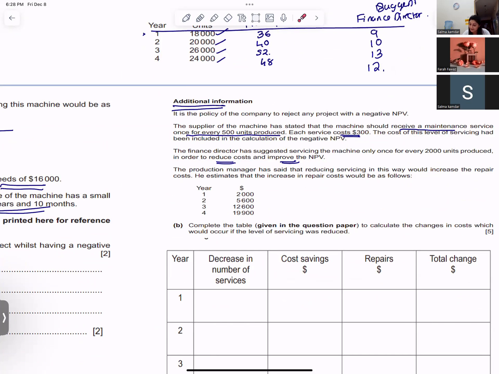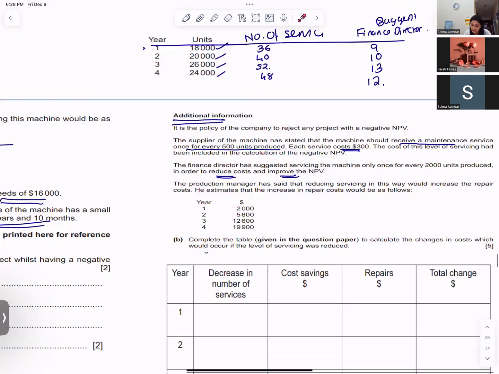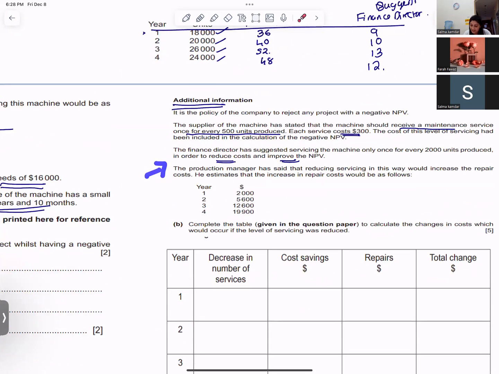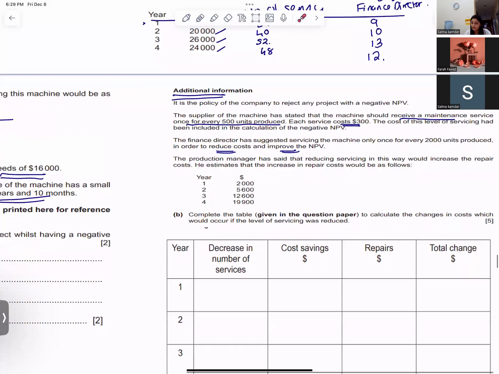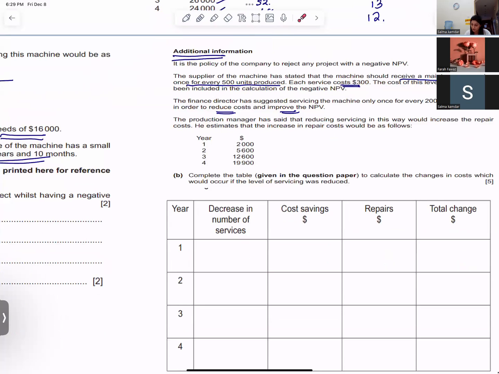But then my production manager also came in, and the production manager is telling me something else. What is the production manager telling me? The production manager said that reducing service in this way would increase the repair cost. He estimated the increase in repair costs would be as follows. So the production manager is saying that if you do this, you are going to incur more repair costs. And they want you to complete this table to calculate your changes in the cost.